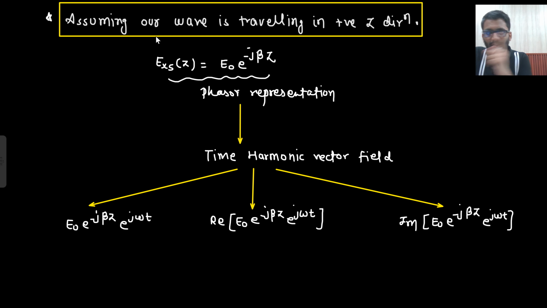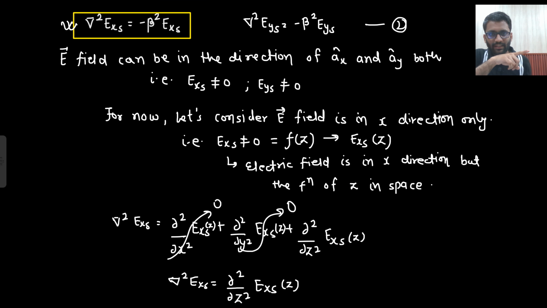The first assumption was it is traveling in z direction. The second assumption was we are solving only one equation. That means we are not considering the Eys component. What was the second assumption? Here we are not considering this particular component. We are only considering this component. So with respect to only one component we are solving.